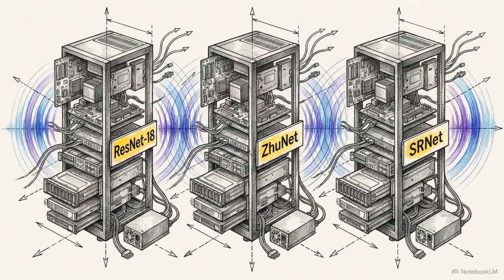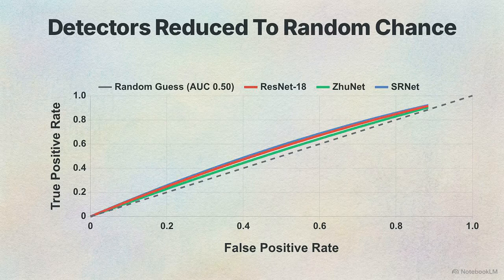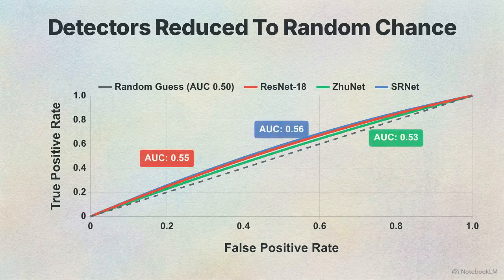To test this, the output was subjected to 3 deep learning steganalysis detectors, ResNet-18, ZooNet, and SNet. This chart plots the ROC curves for all 3 detectors. Notice how all 3 curves group tightly along the diagonal baseline, which represents a random guess. The area under curve metric hovers around 0.55. In binary classification, an AUC of 1 is perfect accuracy, and 0.5 is random chance. At 0.55, these advanced steganalysis algorithms are reduced to a coin toss.